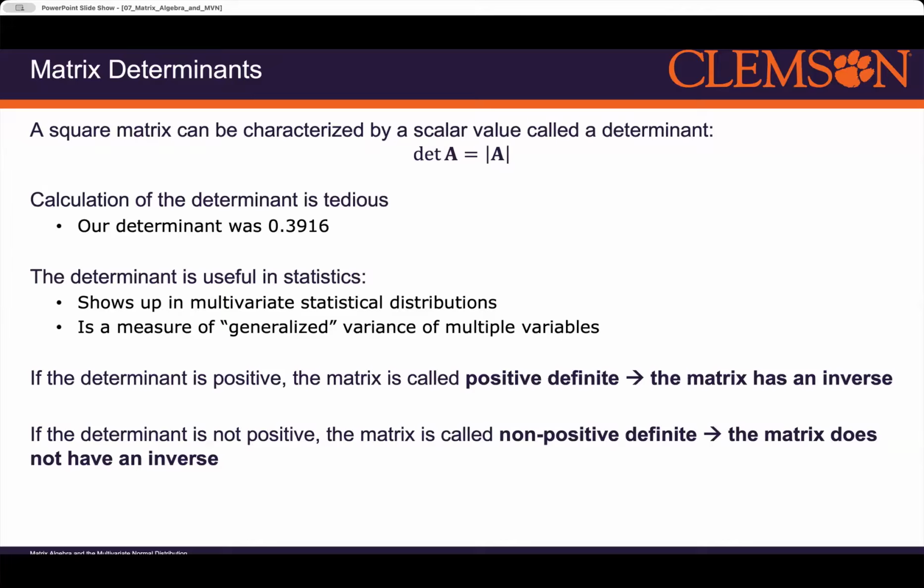But our determinant is 0.3916. The determinant itself is very useful. It shows up in very many multivariate statistical distributions. So for instance, the multivariate normal, which we'll talk about at the end of this lecture, uses the determinant in part of its distribution or PDF. But it's also a measure of generalized variance of multiple variables.